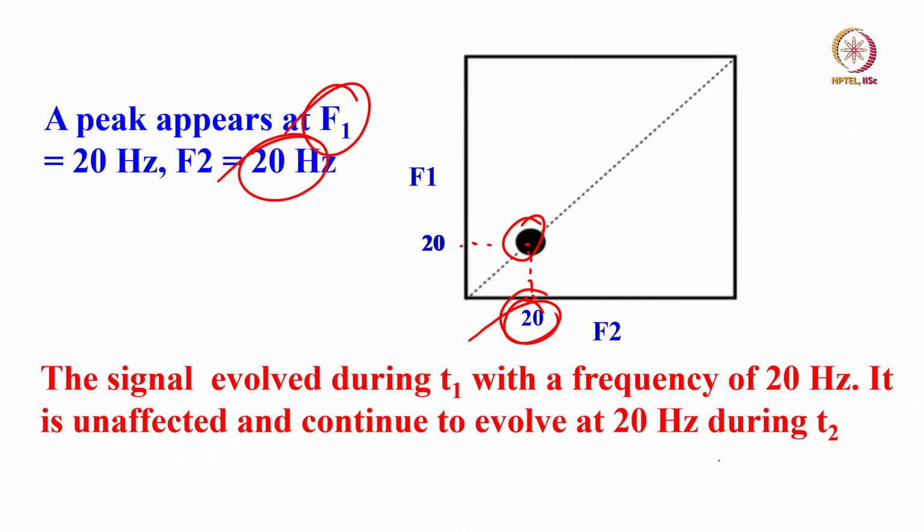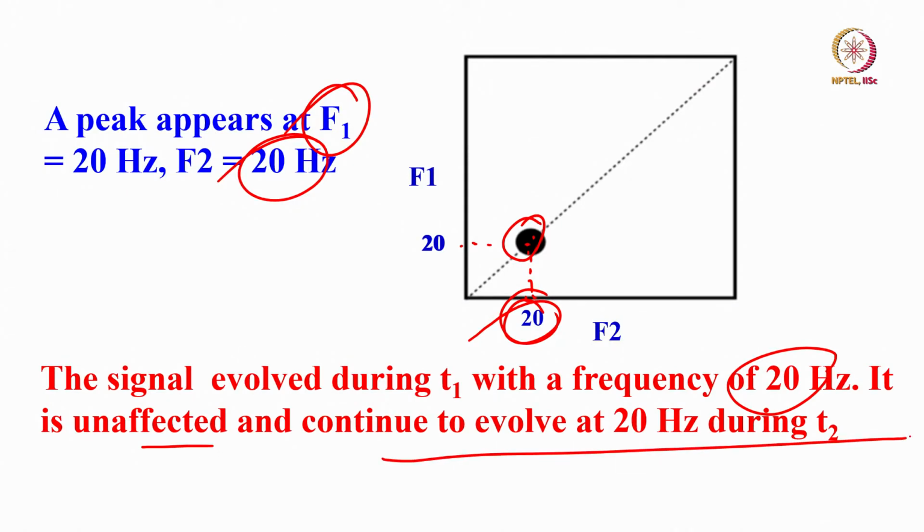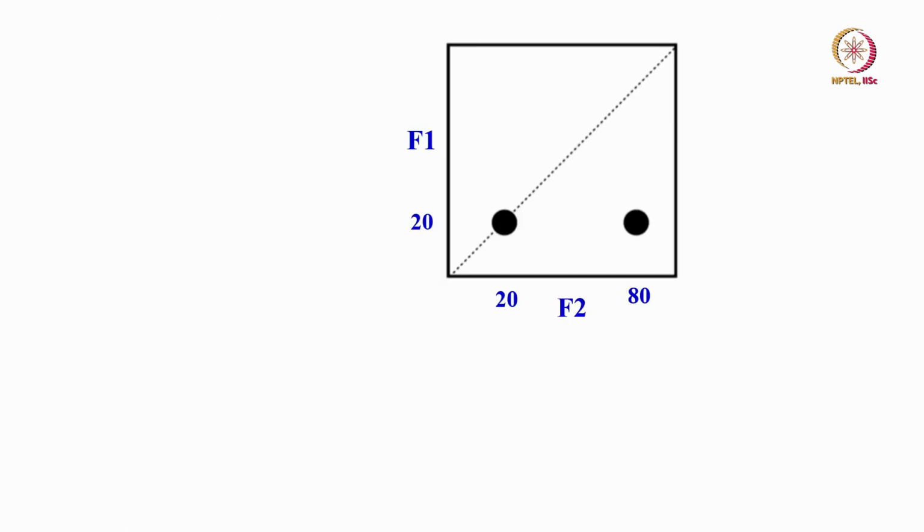That means the signal evolved during T1 with 20 hertz, and it remains unaffected. It did not change at all. It did not give its energy or magnetization to another spin. It remained unaffected and continued to evolve at 20 hertz during the T2 period. That is the interpretation. Go to the next one.